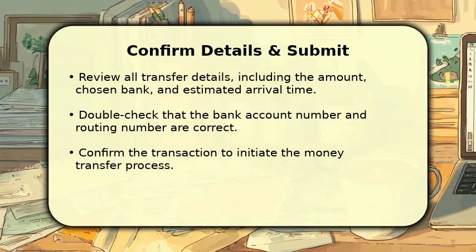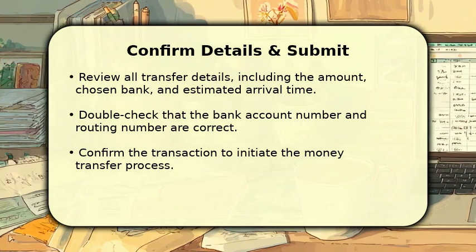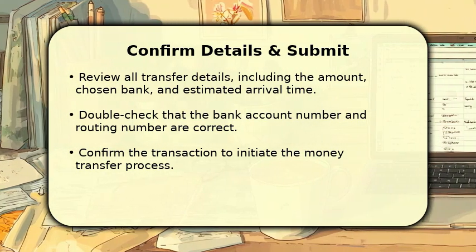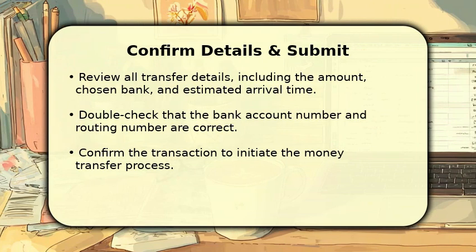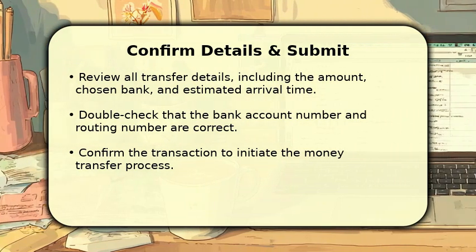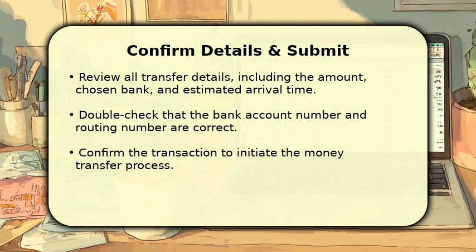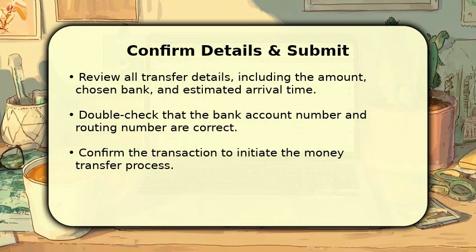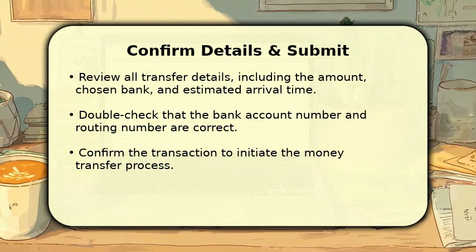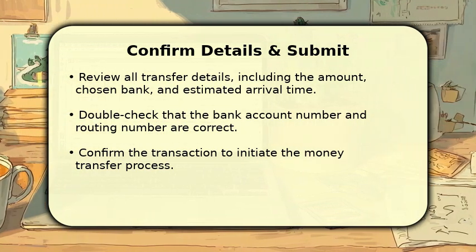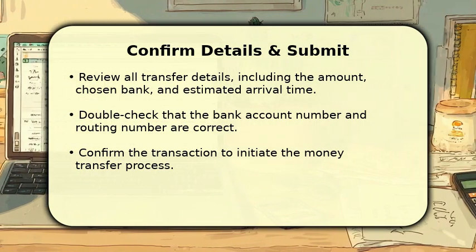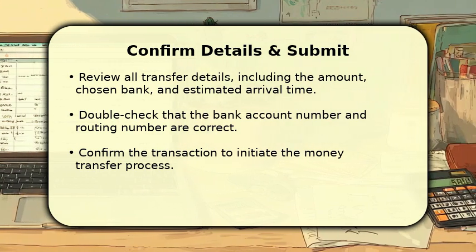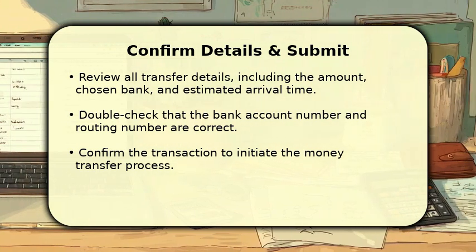Before finalizing, a crucial step is to carefully review all the transfer details displayed on your screen. This includes the exact amount you are sending, the specific bank account it's going to, and the estimated arrival time. Always double-check that your bank account number and routing number are absolutely correct. Once you are confident everything is accurate, confirm the transaction to officially send your money.